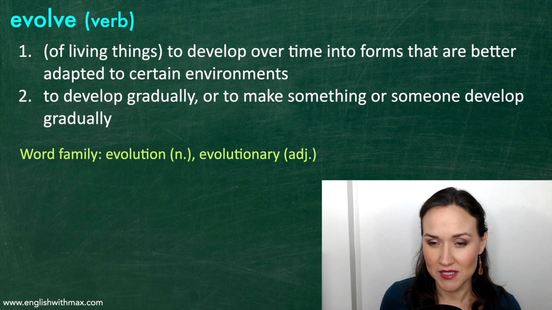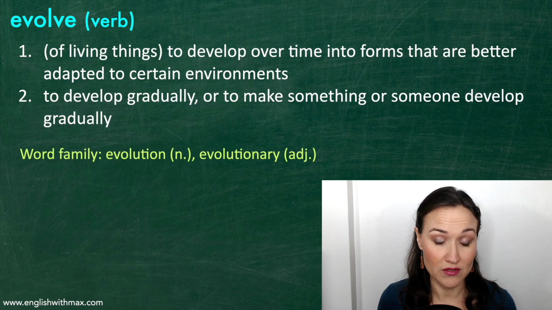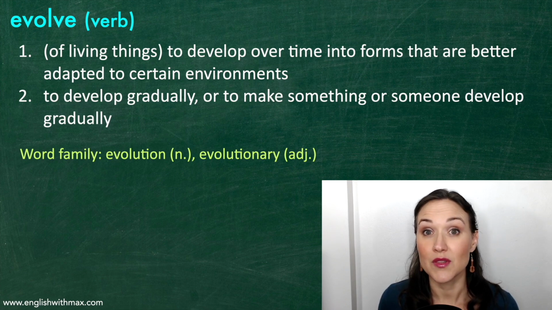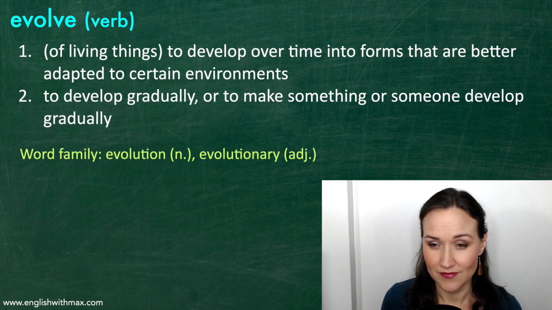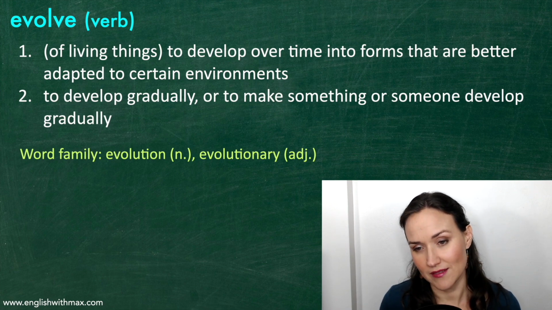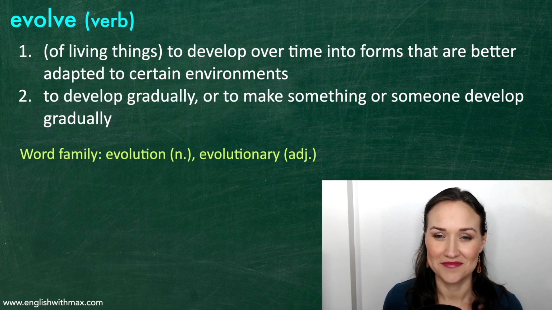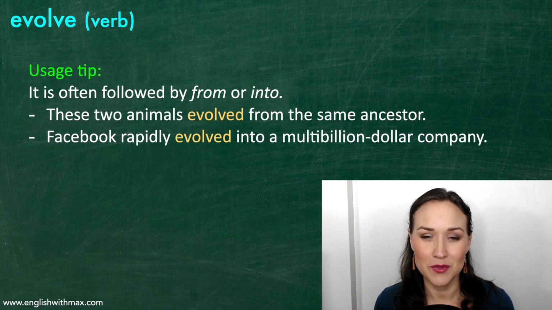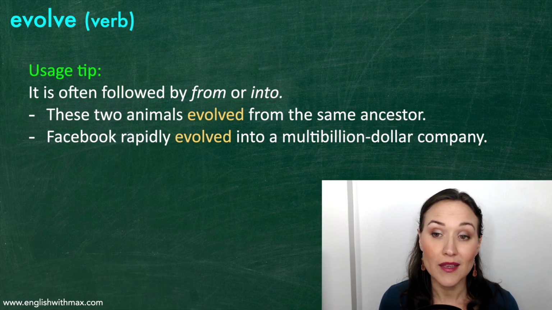Let's see the word family. First we have the noun, evolution, which is the process. And then we have the adjective, evolutionary. Evolutionary just means related to evolution. Here's a usage tip. It is often followed by from or into.